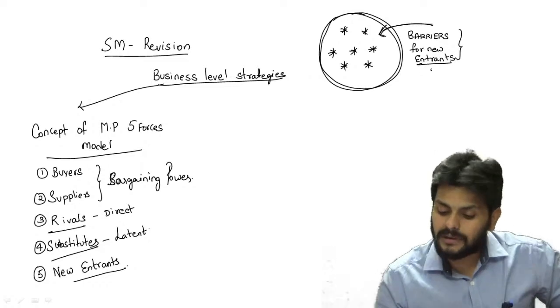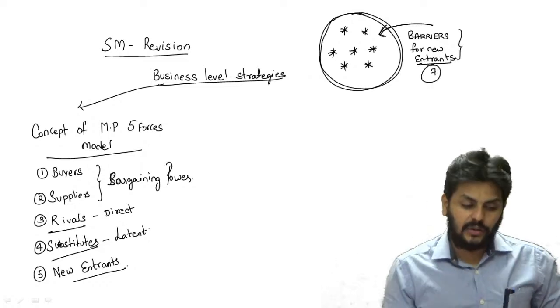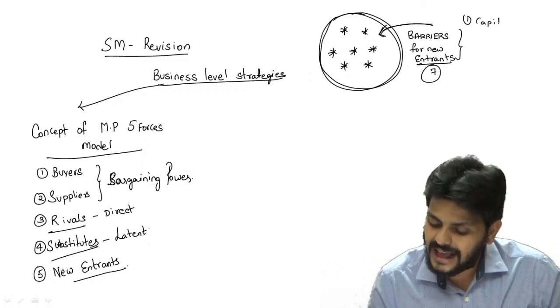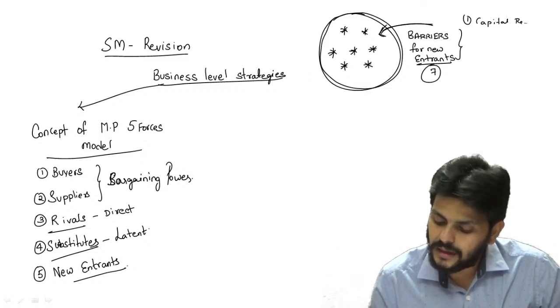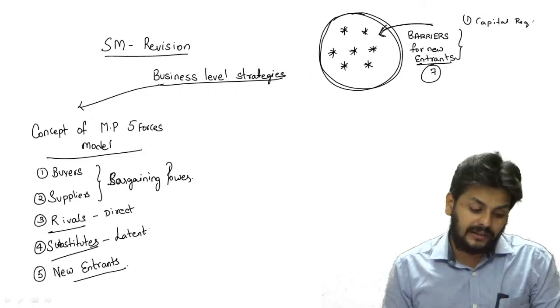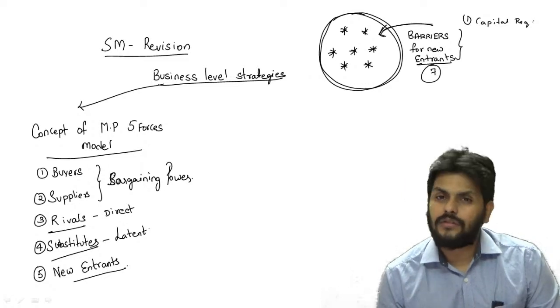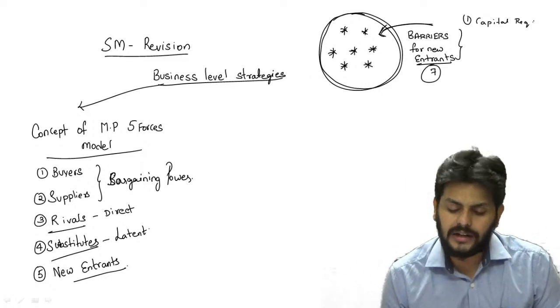So not just one but 7 barriers are there that I would like to quickly take you through. The first of which I already discussed right now, it's called capital requirements. If you don't have enough capital, then there is always a challenge to enter any market.